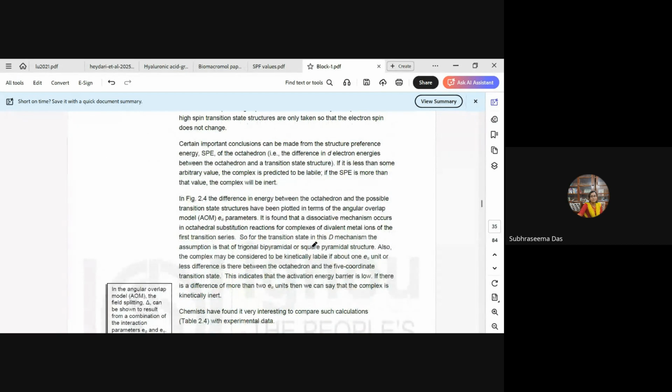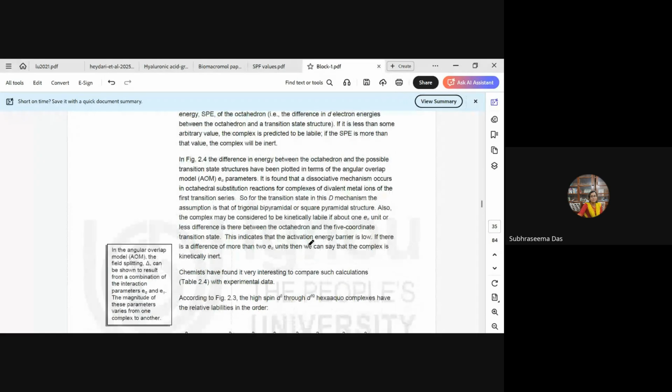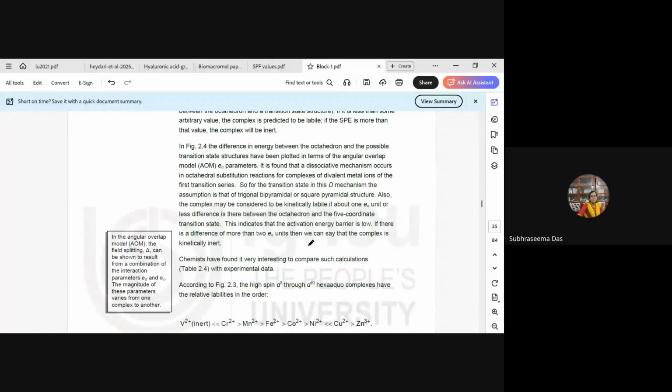Certain important conclusions can be made from the structure preference diagram of the octahedron. If the SPE is less than some arbitrary value, then the complex is predicted to be labile. But if the SPE is more than that value, then the complex will be inert. In figure 2.4, the difference in energy between the octahedron and the possible transition structures has been plotted in terms of the angular overlap model, the AOM parameters.